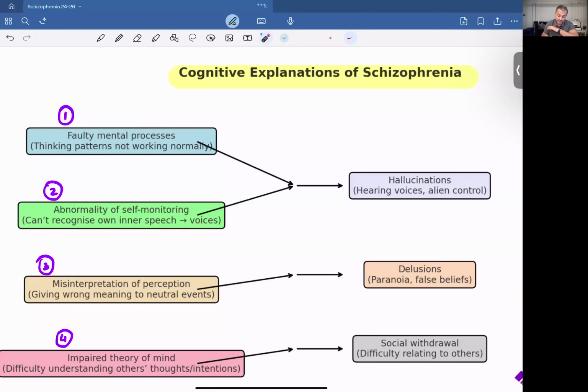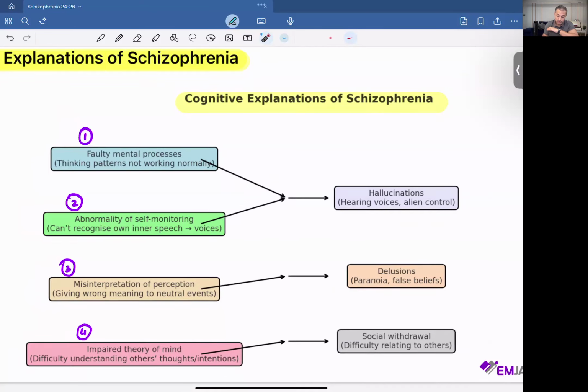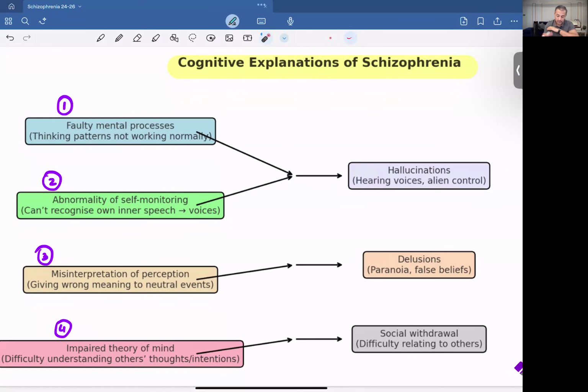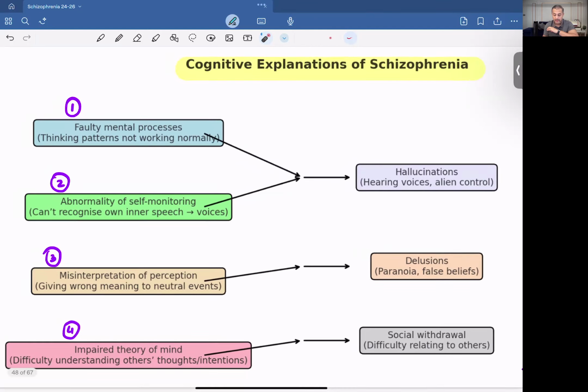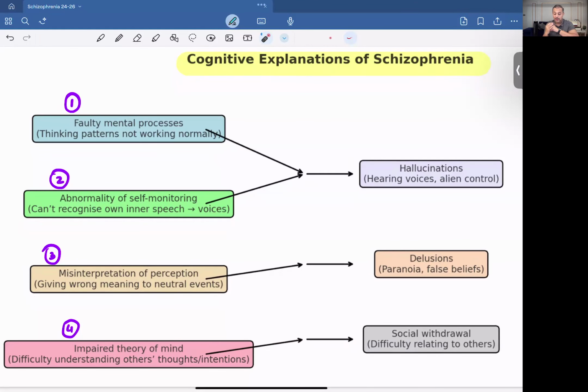Now, all four of these points, I asked you all to learn them so that you know exactly what to write and the key terms to revolve your answer around if you see this as part of a descriptive question in the CIs. So there are four things. Number one, faulty mental processes. Number two, abnormality of self-monitoring. Number three, misinterpretation of perception. Number four, impaired theory of mind.